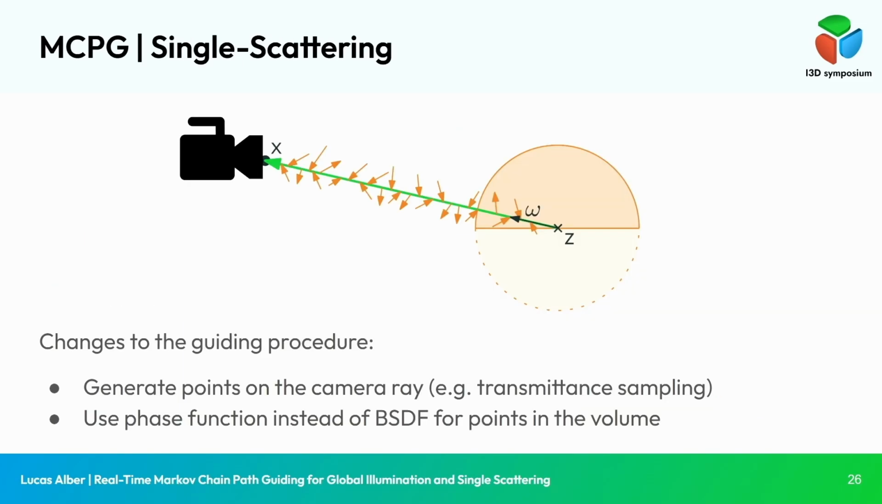Okay, now for single scattering, we also have to collect the contributions along the camera ray. And for that, we can sample, for example, the transmittance in the medium. However, we also tried applying the same procedure for distance guiding and have some results. If you're interested, you can look in the code for that. Other than that, we only have to use the phase function instead of the BSDF, as the guiding method already operates on a spherical domain.